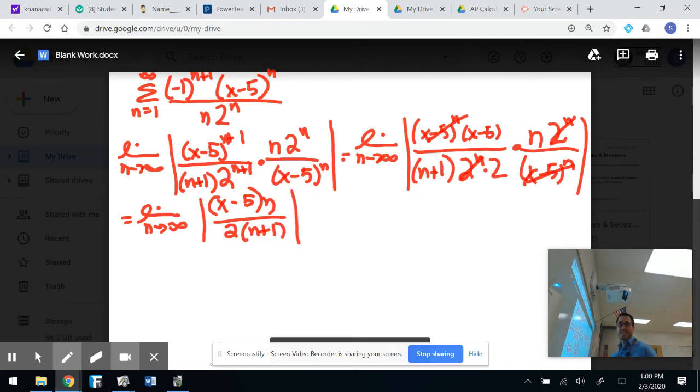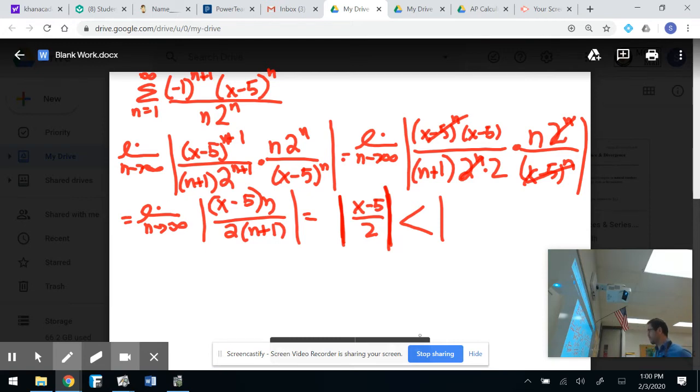Well, I said in the last problem that x minus 5 is just a constant. So if we go end behavior here, that's an n over an n plus 1, which is infinity over infinity, which is equal to 1. So if it's equal to 1, then for this I get absolute value of x minus 5, over 2. And I need that to be less than 1, because the ratio test tells me if it's less than 1, then it converges.